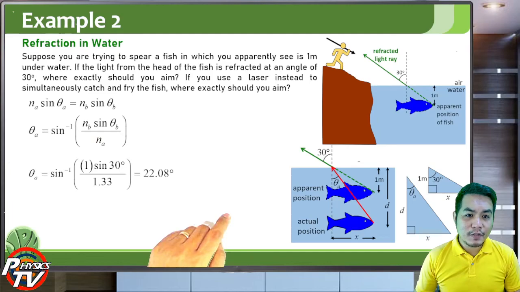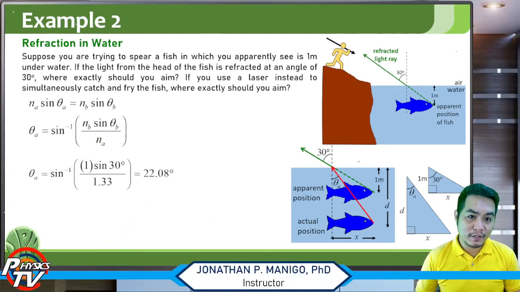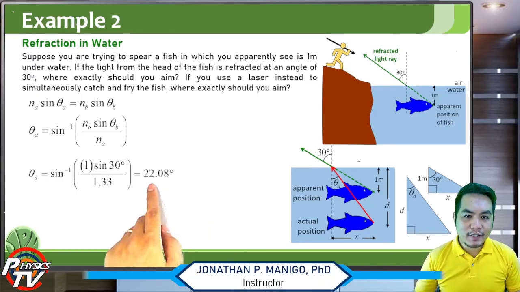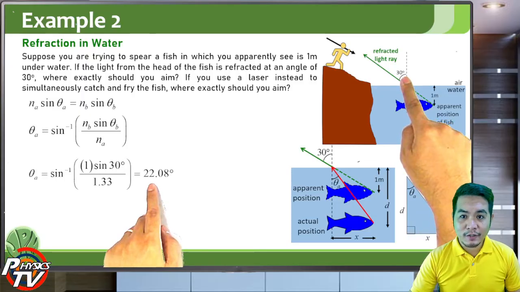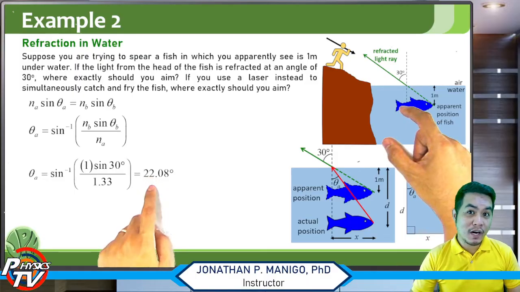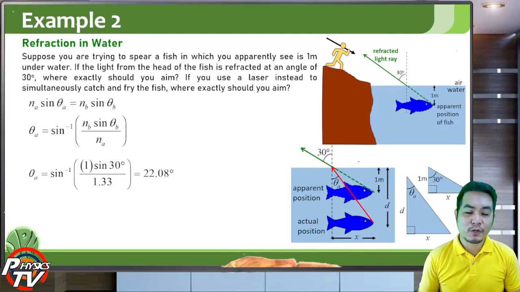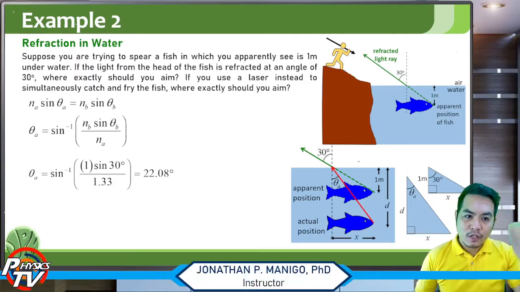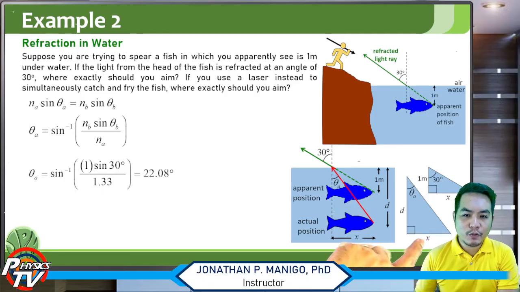Substitute all the values and you see that the angle of incidence is 22.08 degrees. So this is the angle of incidence and the angle of refraction is 30 degrees. Since water has a higher index of refraction, it will have a lower angle. That is Snell's law, it's inversely proportional. So we now know theta A. Then we need to solve for x here.